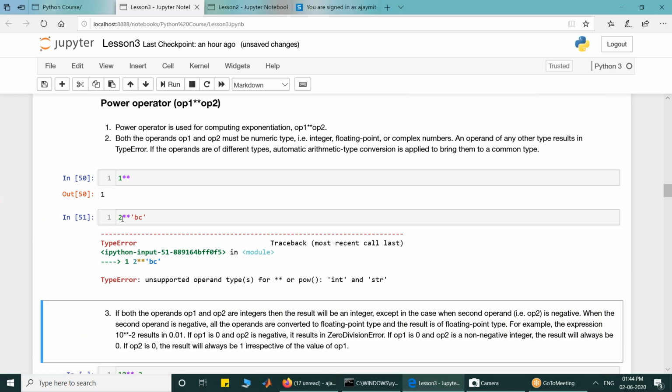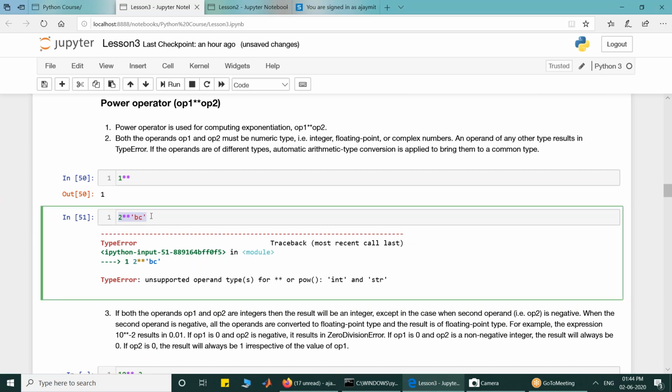So has everyone got why we got error if I write 2 exponent BC? Because power operator is not applicable on sequences. Power operator is applicable on numeric types. So if you start writing 2 star star BC, you will start getting error.